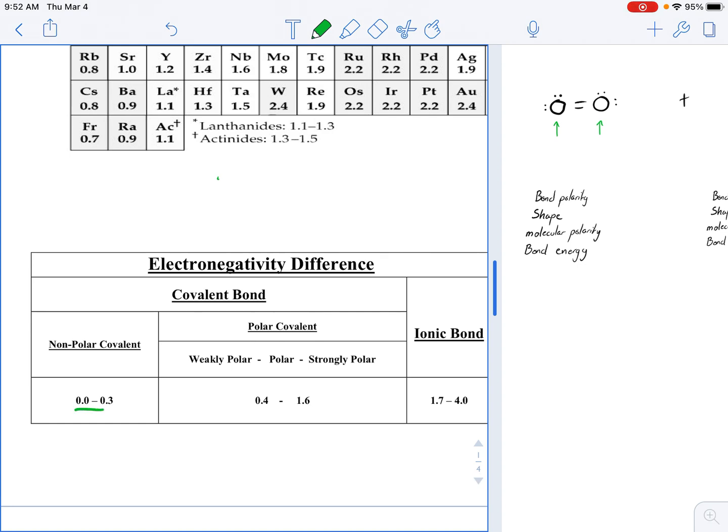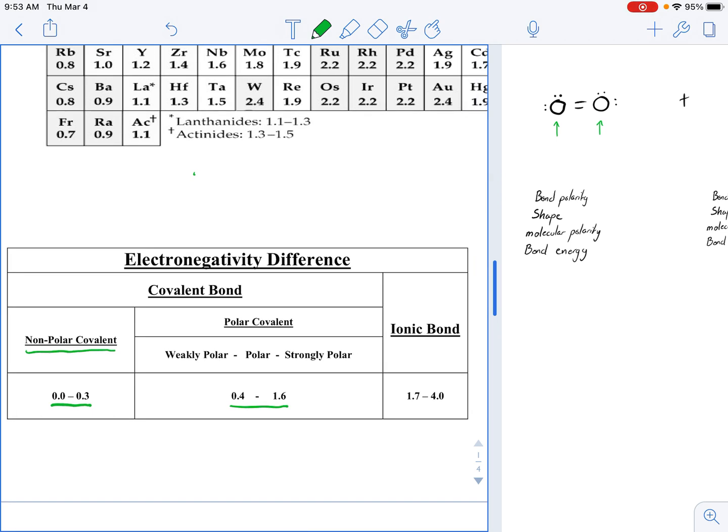If we're between 0 and 0.3, we have a non-polar covalent bond, basically meaning that each atom is sharing these electrons pretty evenly. If it's between 0.4 and 1.6, it's a polar covalent bond, which means that they're still sharing the electrons, they're just not sharing them as evenly as you would expect. And then if it's above 1.7 to 4.0, then it's an ionic bond. There's no sharing happening here. One of the atoms has stolen the electron, the other one has given up on it entirely.